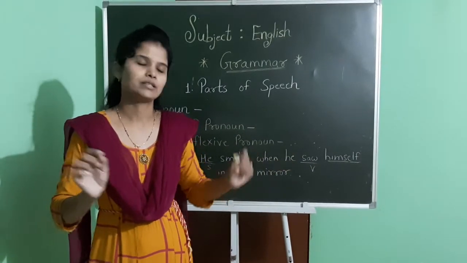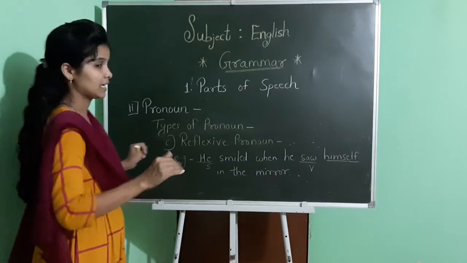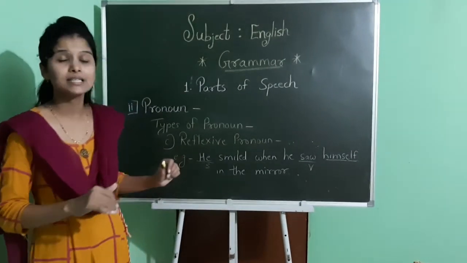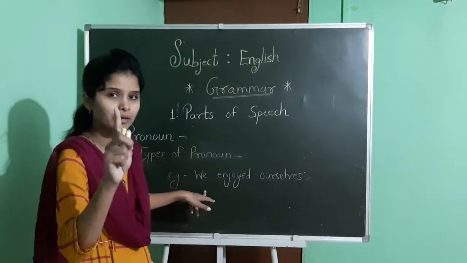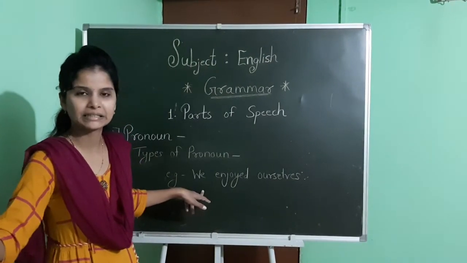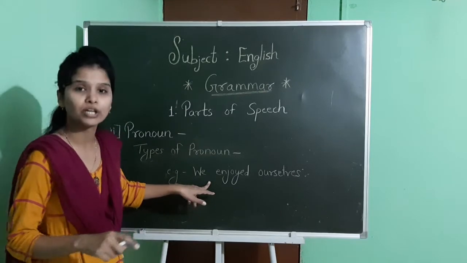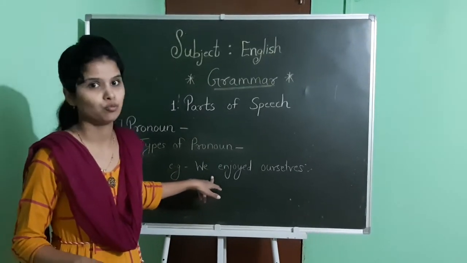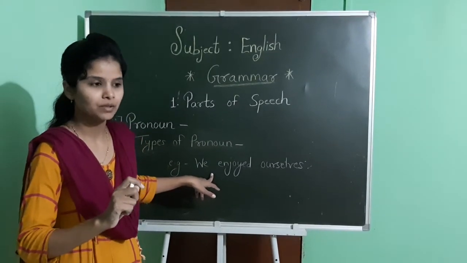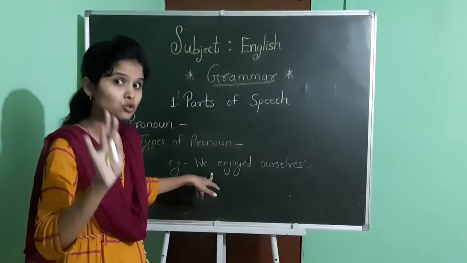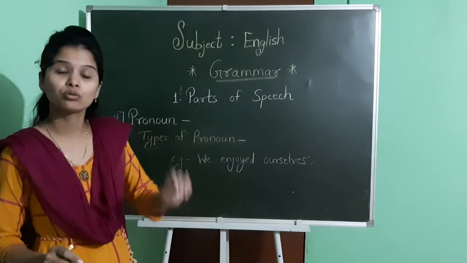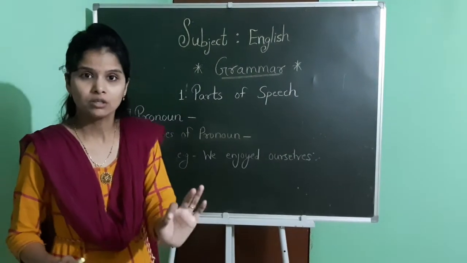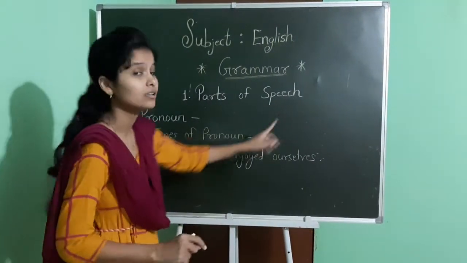Now we will see the fourth type of pronoun, that is the emphatic pronoun. One thing to remember: before starting the next type, I forgot to tell you how you will identify a reflexive pronoun. Another trick is there. We know that self and selves are common, but another important thing is that reflexive pronouns always come after the verb.